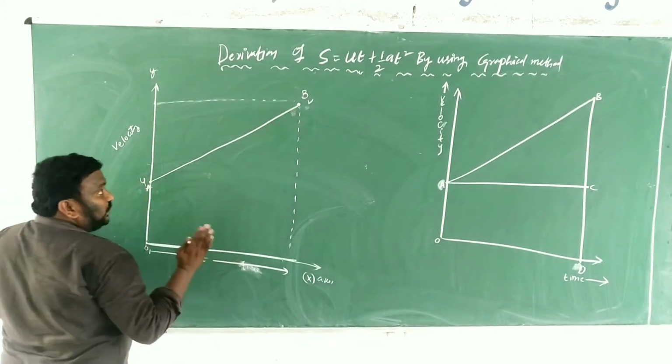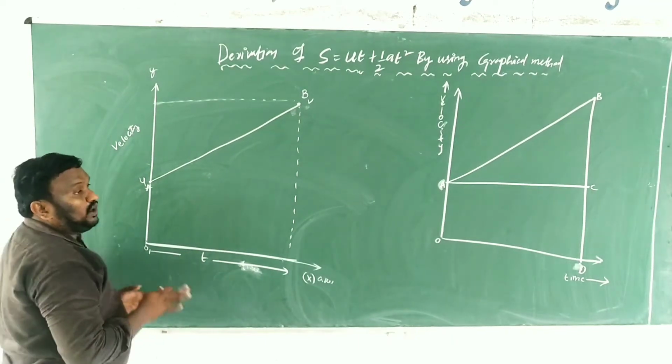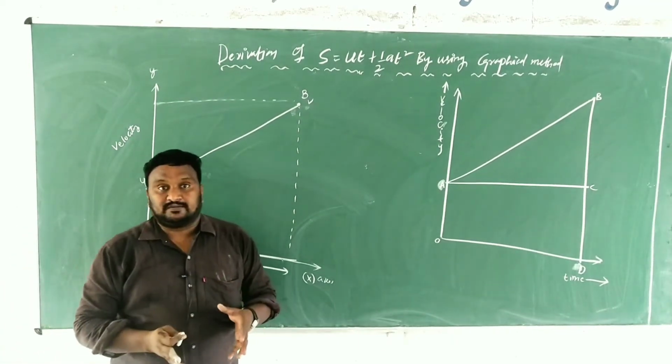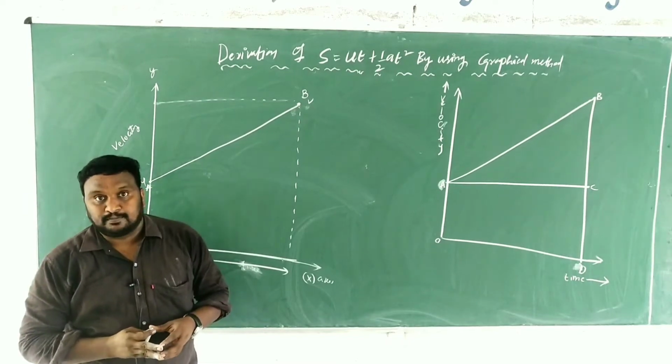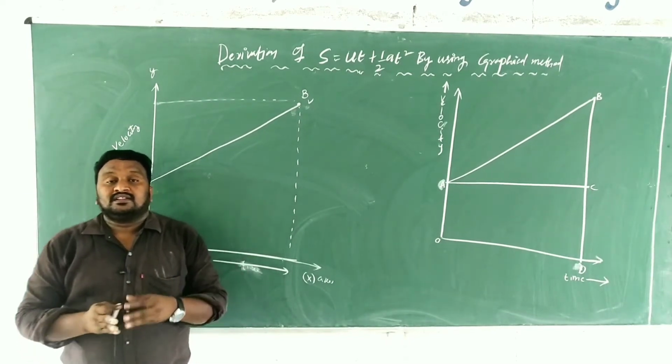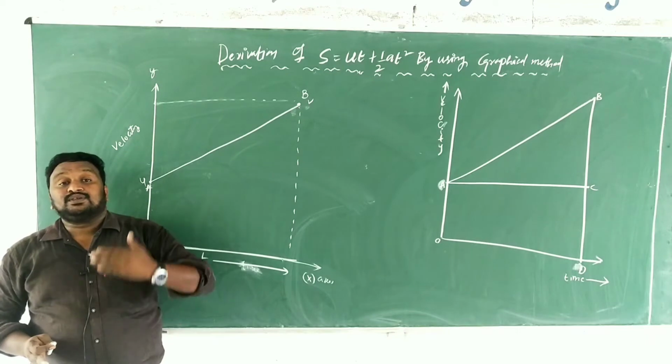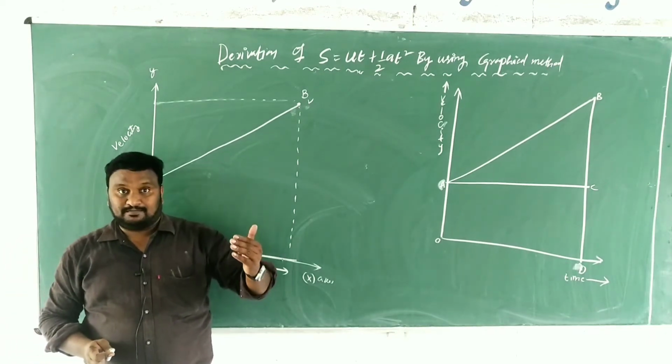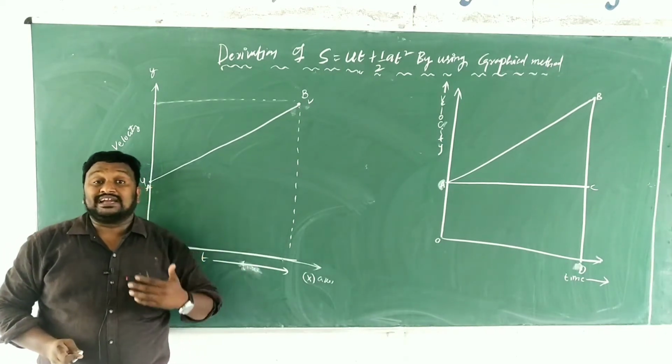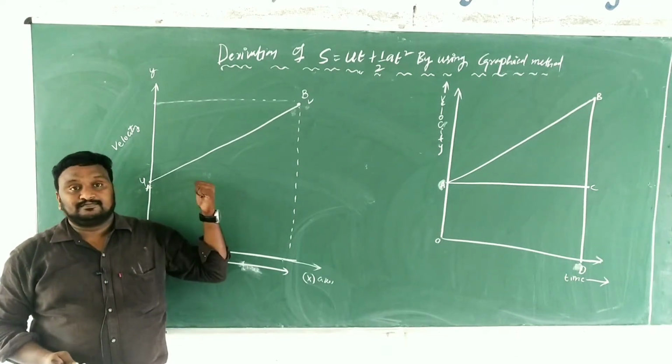Clear? So in this case, what is the displacement traveled? We have to find that out. When the body's velocity changes from u to v within the time t, if you want to show it by a graph, it should be like this.